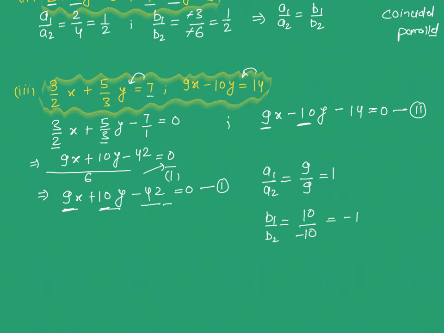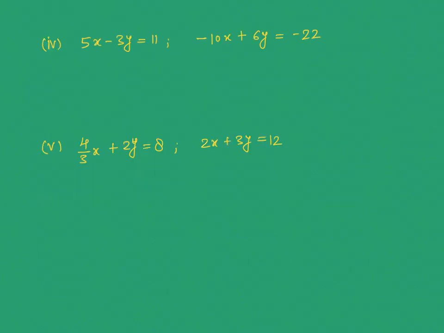So you can see A1 by A2 is not equals to B1 by B2, right? So if this is the situation, what does that mean? That means this pair of linear equations will be consistent. Okay, now let's look at the fourth. So in the fourth question, you can see these two equations are given. So we'll just simplify these. We'll take 11 on the left side, minus 11 equals 0.